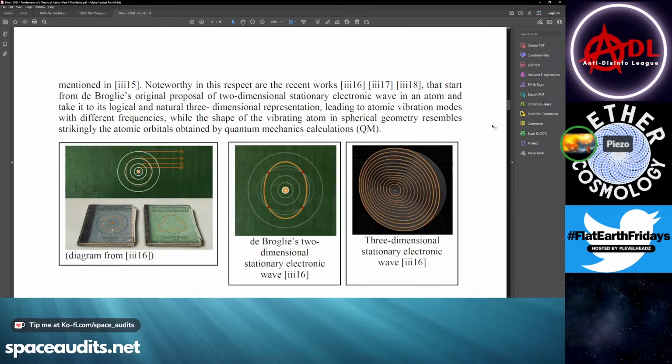Noteworthy in this respect are the recent works that start from de Broglie's original proposal of two-dimensional stationary electronic waves in an atom and take it to its logical and natural three-dimensional representation. So there's that picture, de Broglie's two-dimensional in the middle, and then the three-dimensional over there, leading to atomic vibration modes with different frequencies, while the shape of the vibrating atom in spherical geometry resembles strikingly the atomic orbitals obtained by quantum mechanics.